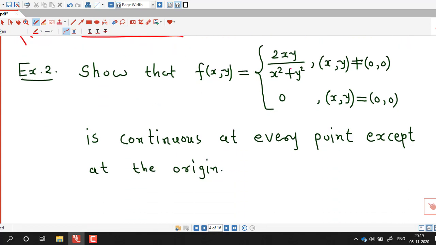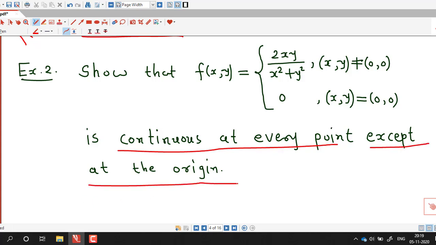Show that f(x,y) equal to 2xy over x square plus y square when (x,y) is different from origin, and 0 when (x,y) is equal to origin. So show that this function is continuous at every point except at the origin. That means the function is continuous at every point, but it is not continuous at origin.